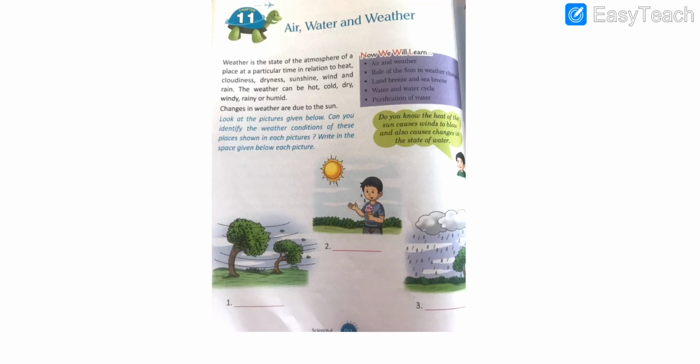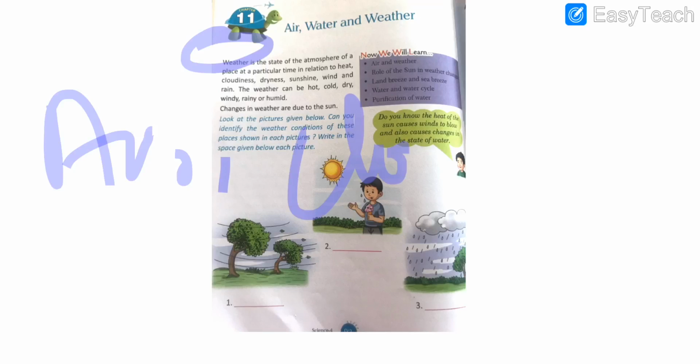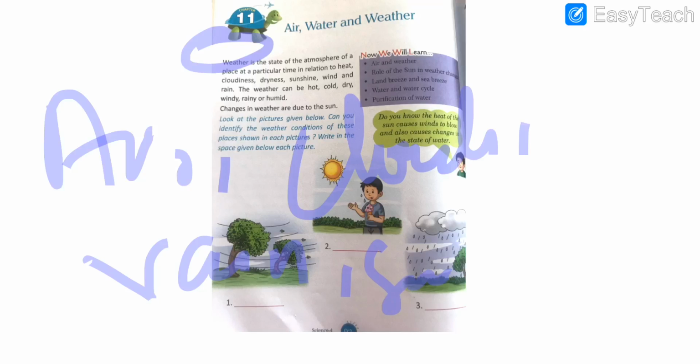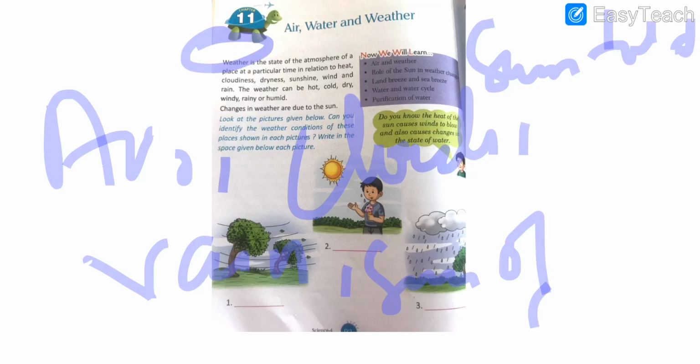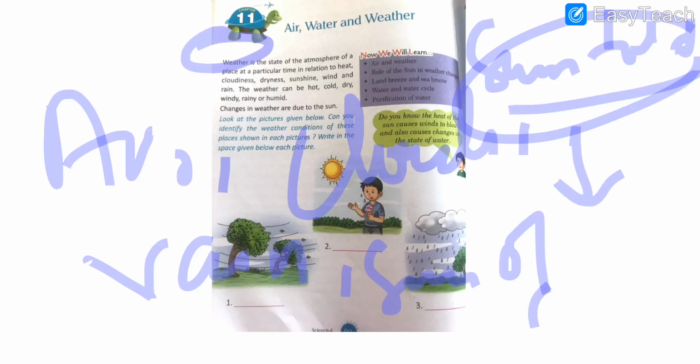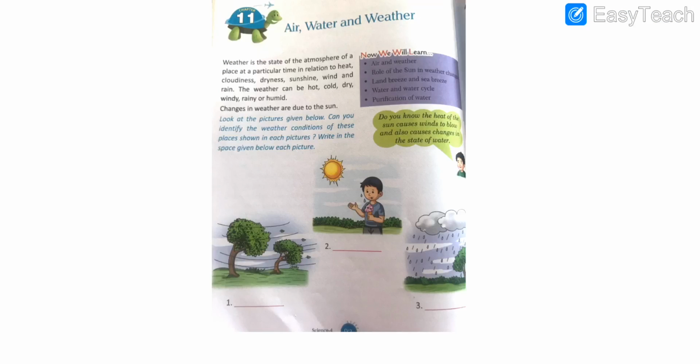Now students, we will start with weather. What is weather? Weather is the condition of air, clouds, rain and sun of a place at a particular time. Students, we say that weather is the sum total of all the conditions at a particular place. What is weather? Weather is the sum total of all the conditions at a particular place.